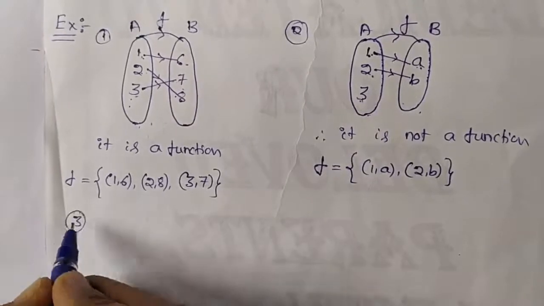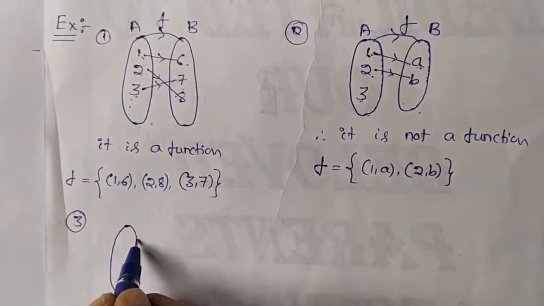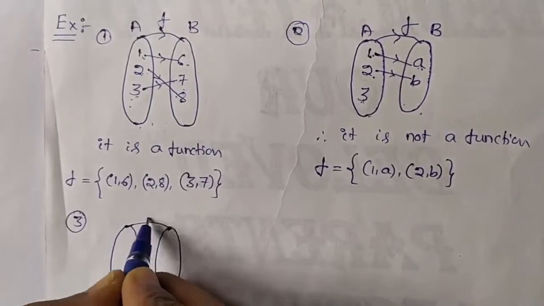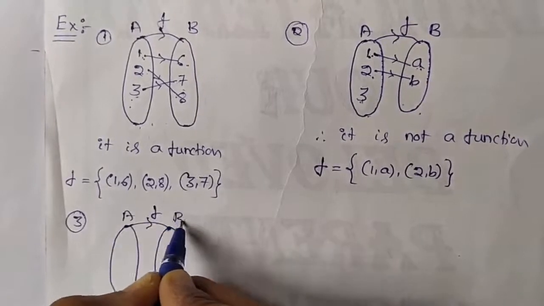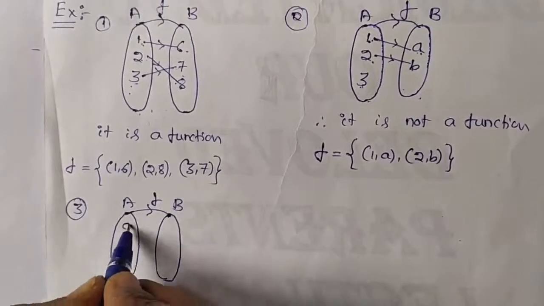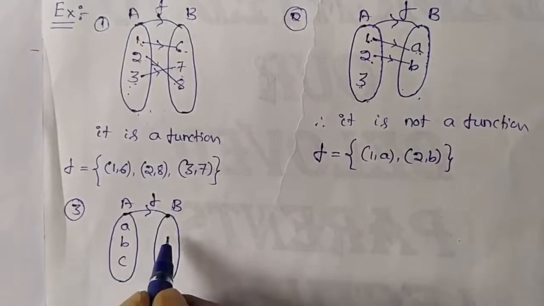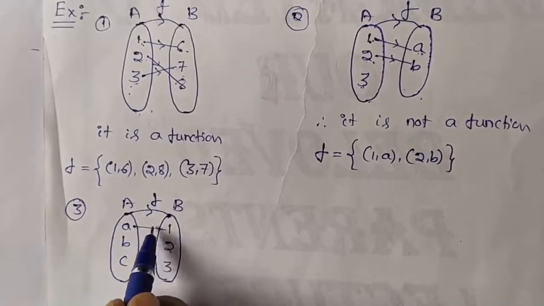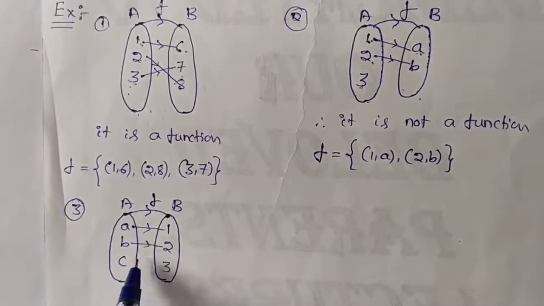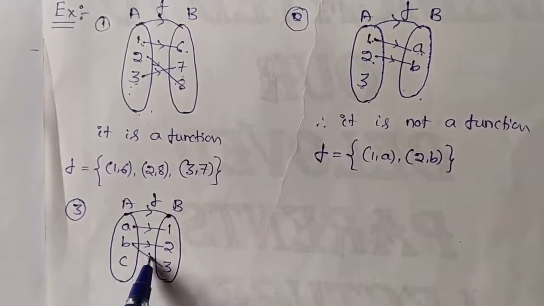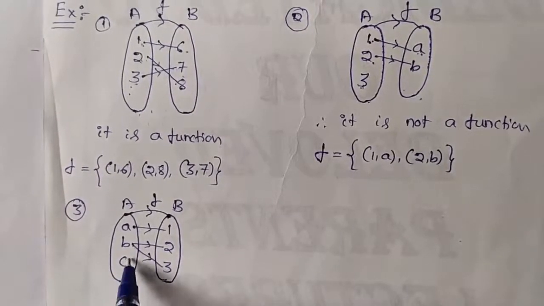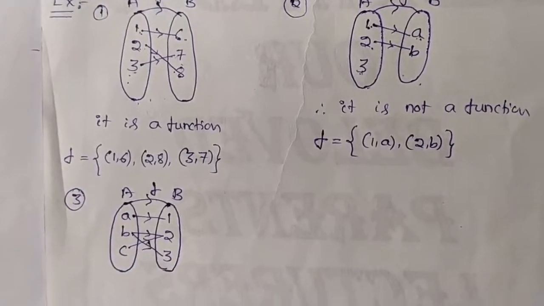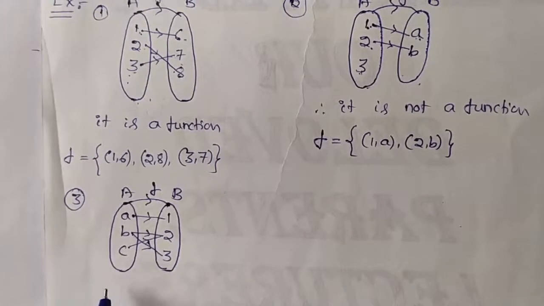Right? I will give one more example based on this function. Next, third example. I will define one relation F from A to B, where A is A, B, C and B is 1, 2, 3. A is related to 1. B is related to 2. At the same time, B is also related to 3. Next, C is related to 2. Is this a function? You just think it.